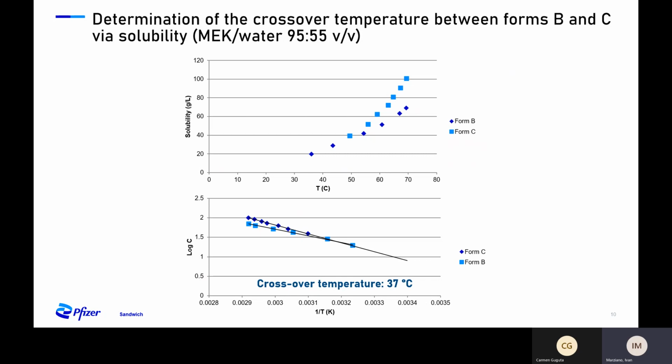Again, this is an important point because it informs the development of the crystallization steps. So we know that, for instance, form C is the more stable form below 37 degrees. So we would essentially try and nucleate below that temperature to maximize the likelihood of us obtaining the desired form.